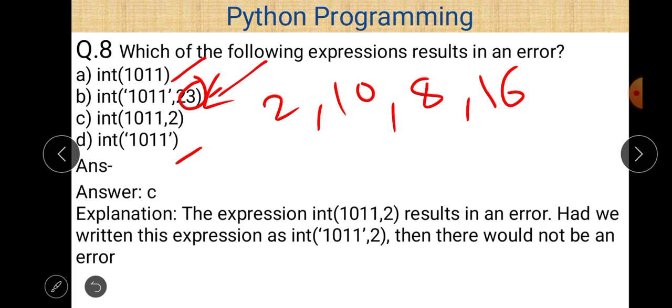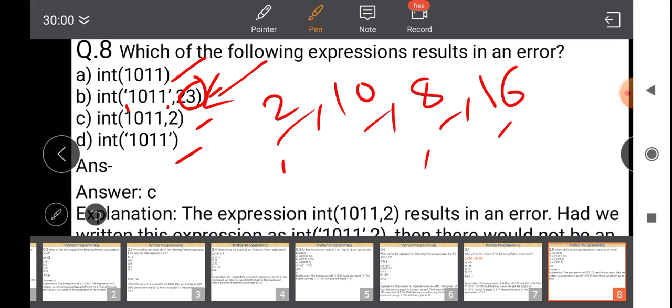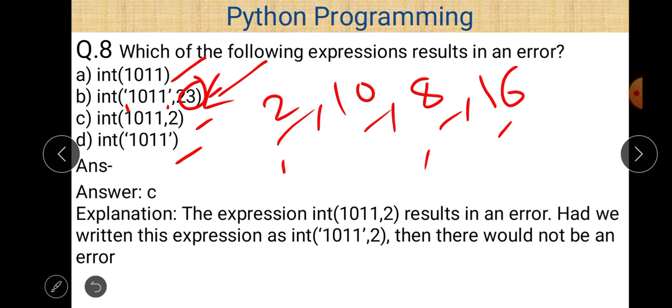Now as far as C is concerned, to convert a number into its binary or decimal or any other representation, we just give the number in single quotes. The single quote is missing here, that's why it will raise an error. You can see the explanation. The expression int(1011, 2) results in an error. Had we written the expression as int('1011', 2), then there would not be an error. So the number should be represented in single quotes when you want to convert any number into any other number system.